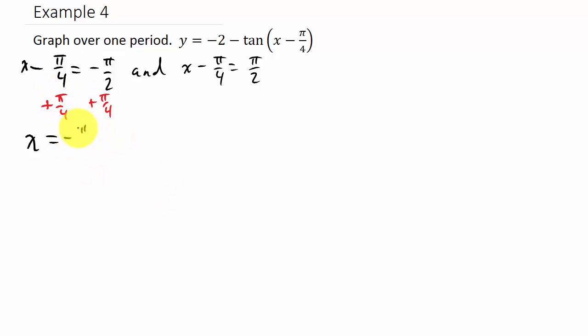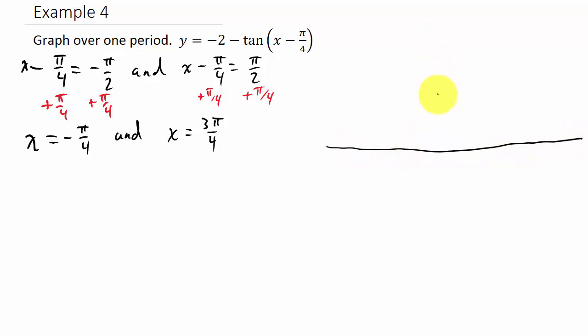That's going to be negative pi over 4, and then I'm going to add pi over 4 to both sides here, and that's going to give me x equals, let's see, what was that, 3 pi over 4. So there's my two adjacent asymptotes. So let's look at this. And once again, I'm not going to put the y-axis because I've got one negative, one positive. So I've got negative pi over 4, and I've got 3 pi over 4.